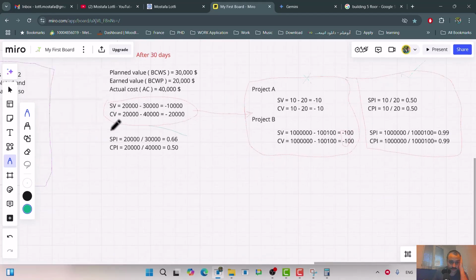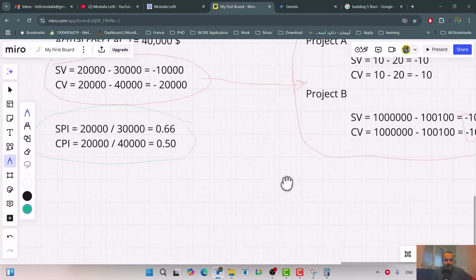So this is a really good KPI. Now let's discuss how you can interpret SPI and CPI, and that's very important. That's the important part for these two indicators.